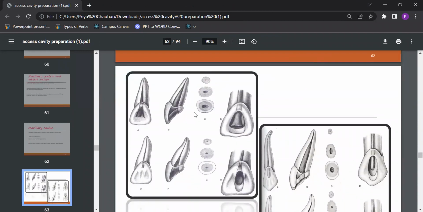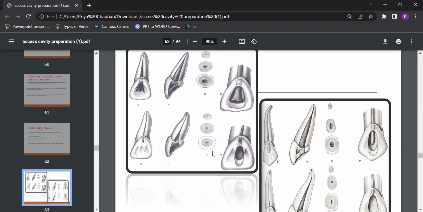This is your... See the diagram. See, this is dissection of... See the diagram. This one.